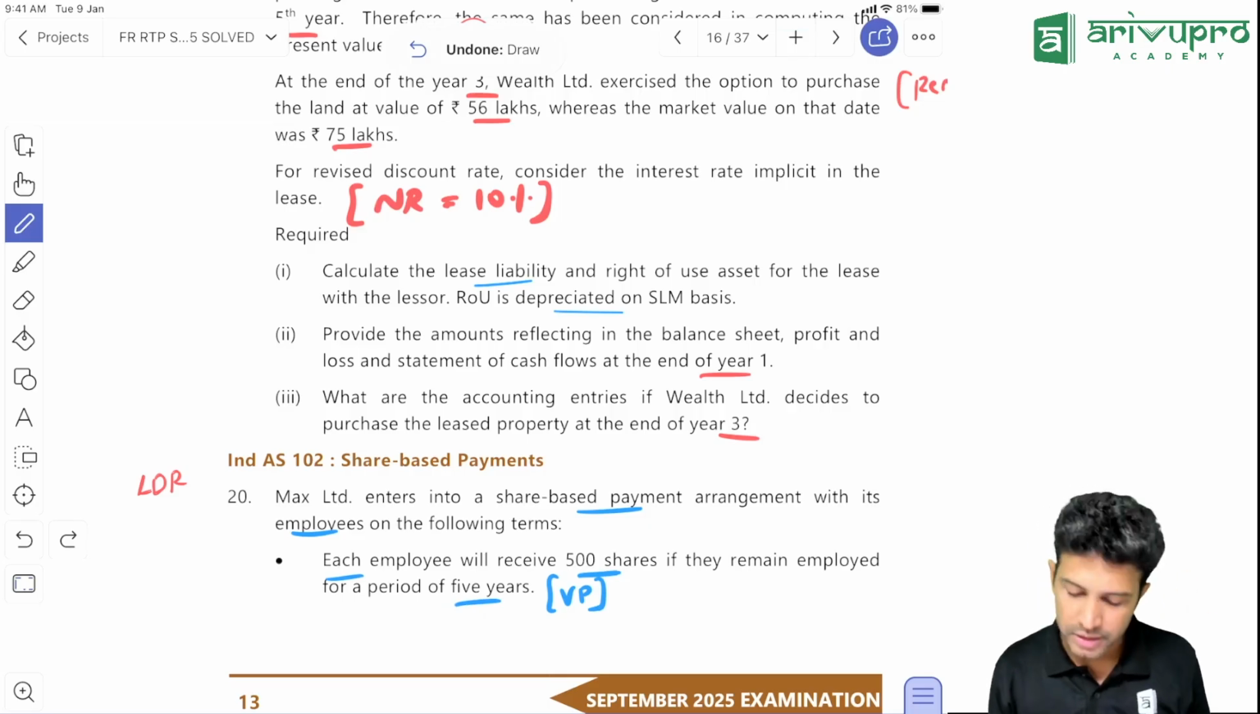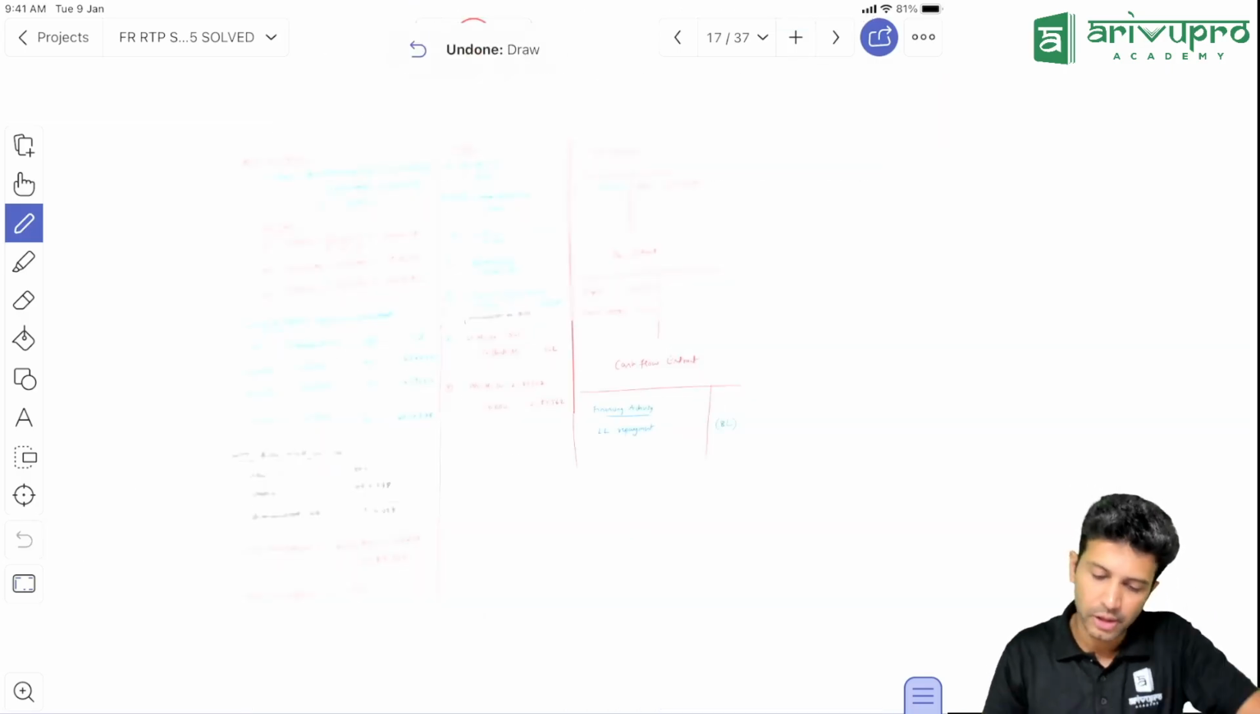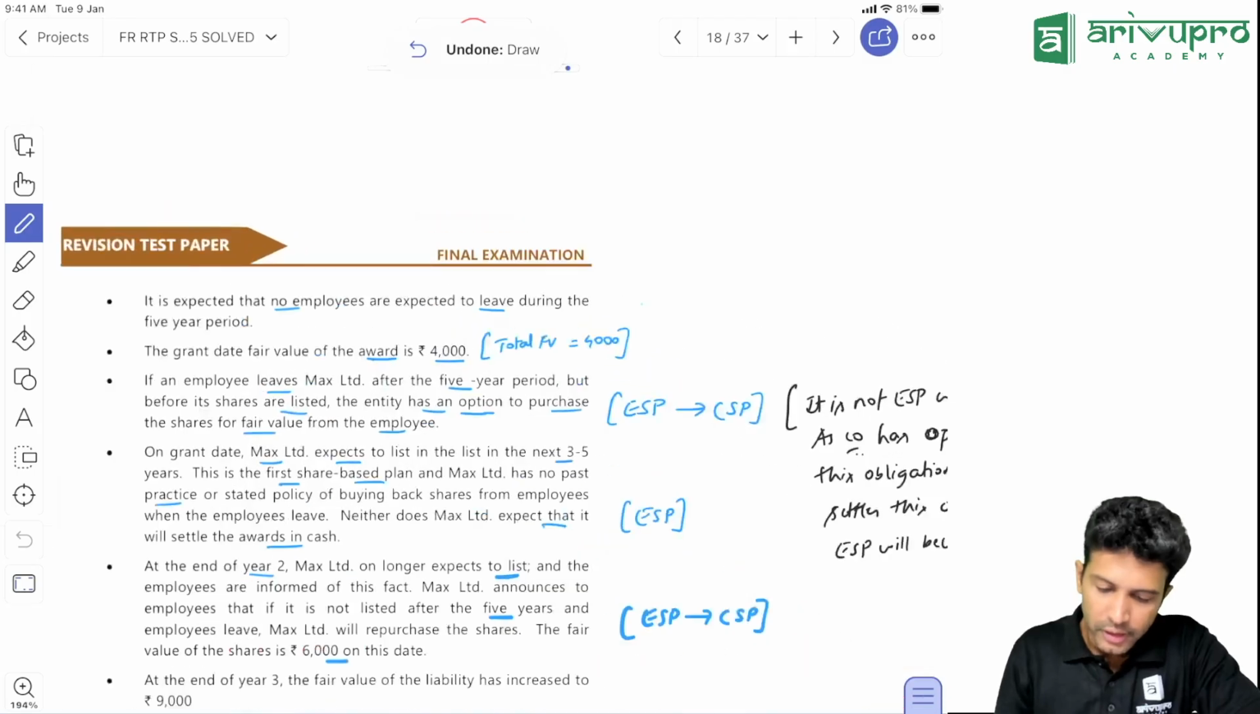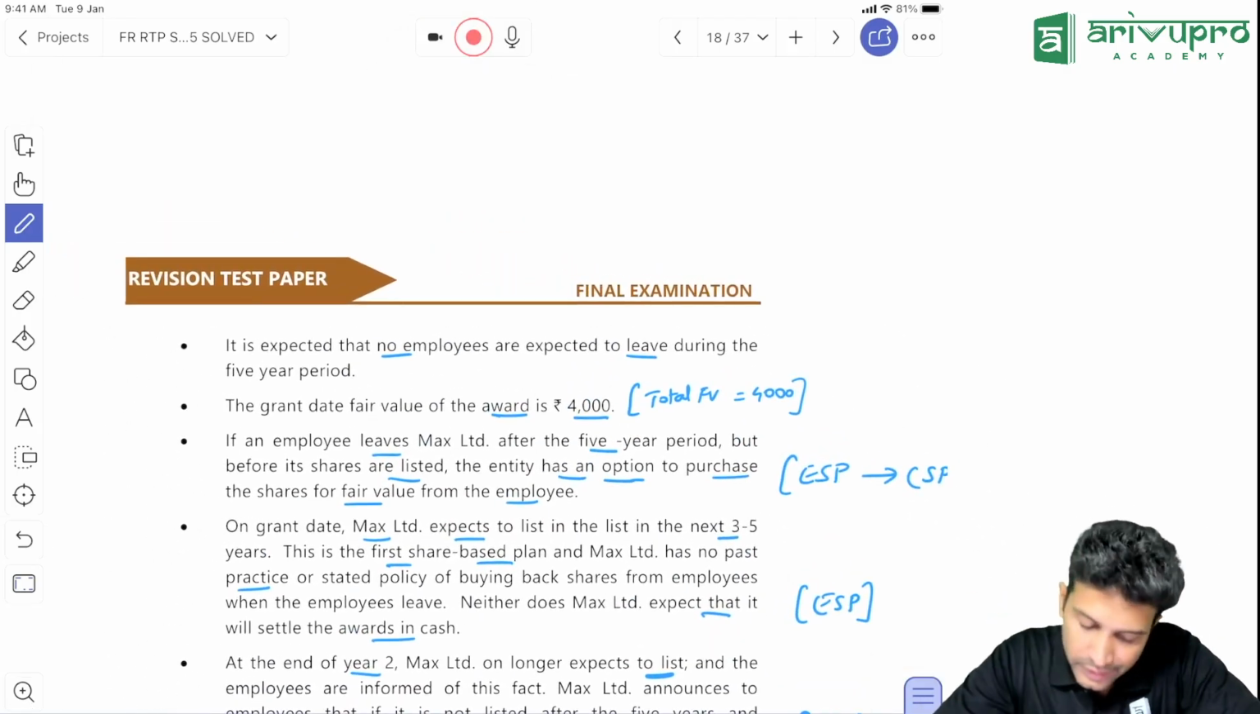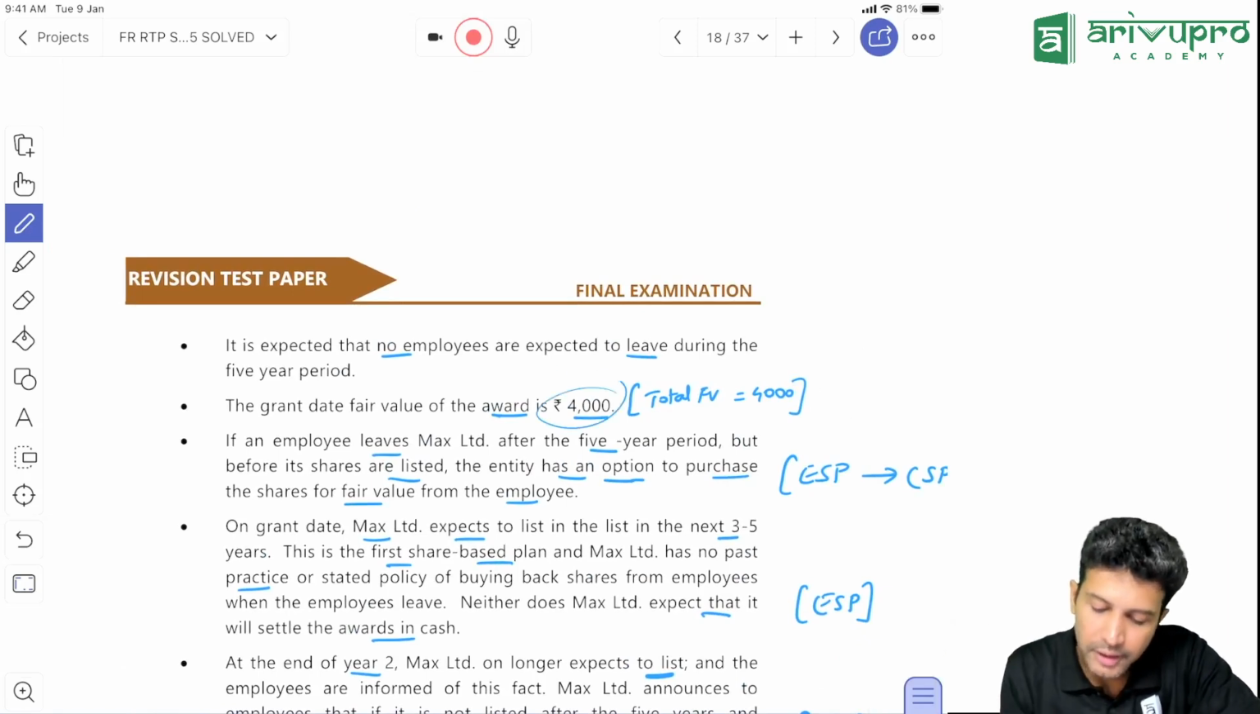Vesting period is 5 years. Each employee will get 500 shares. Okay, so far that's what we've learned. Next, no employees are expected to leave. All options will get vested. Grant date fair value is rupees 4,000.